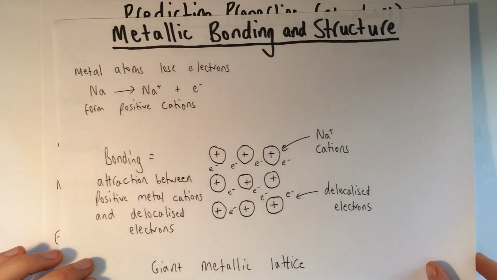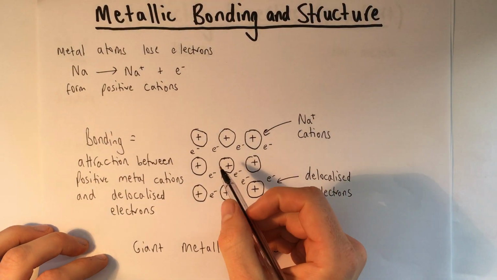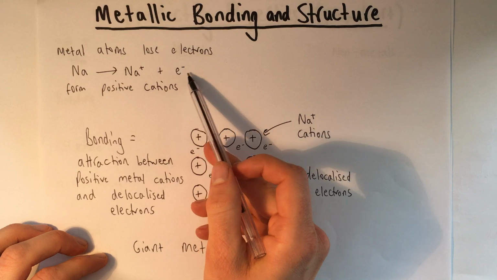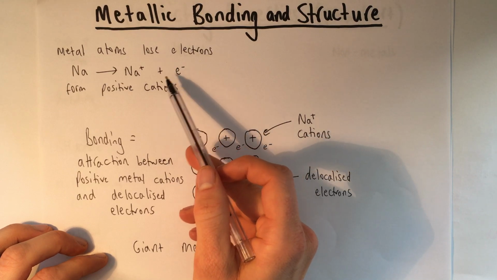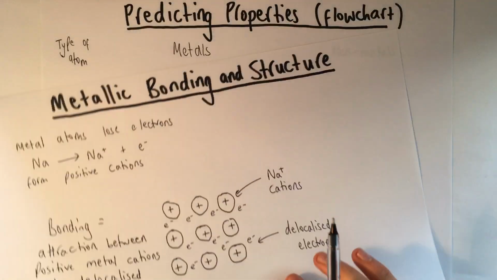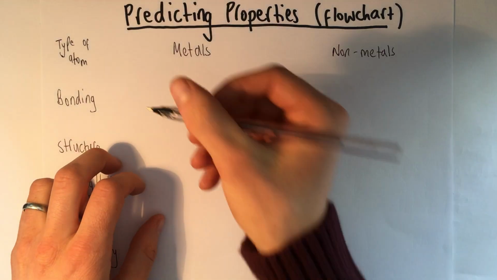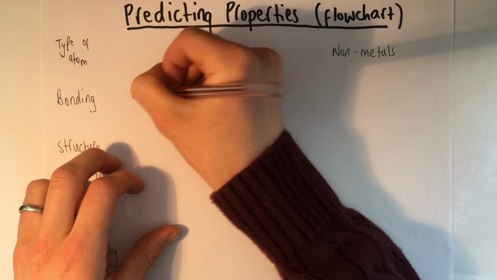If there's just metals, then those atoms will lose electrons to make positive cations and have these delocalized electrons there with it. We call that metallic bonding. So that's my first type of bonding.